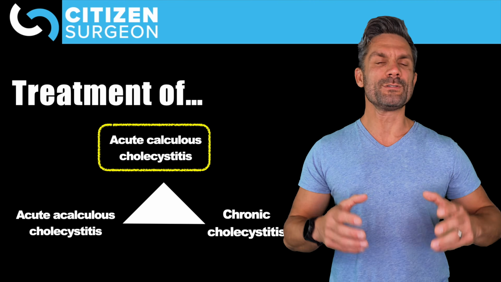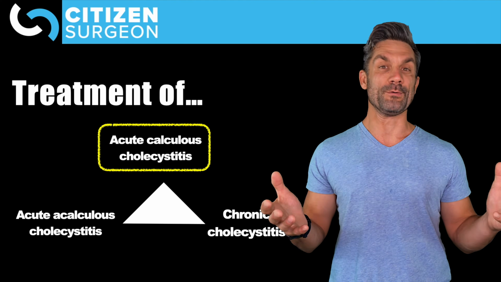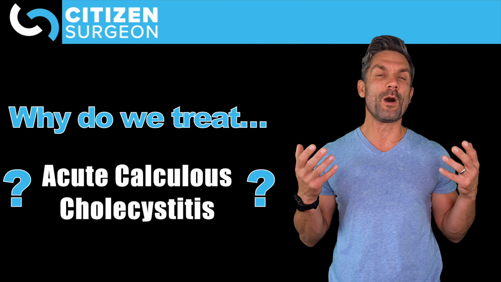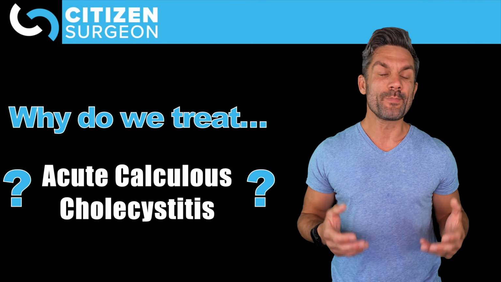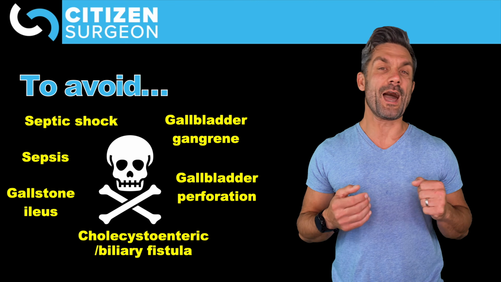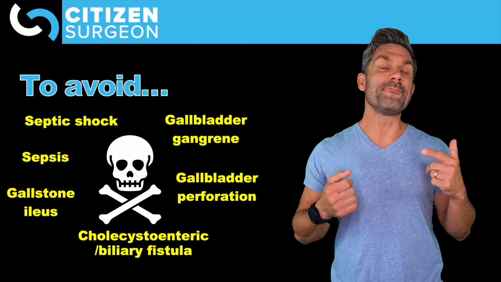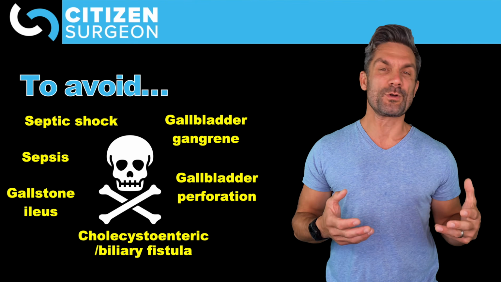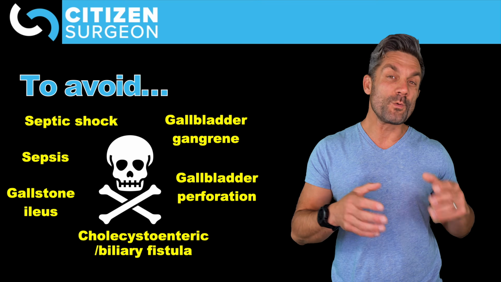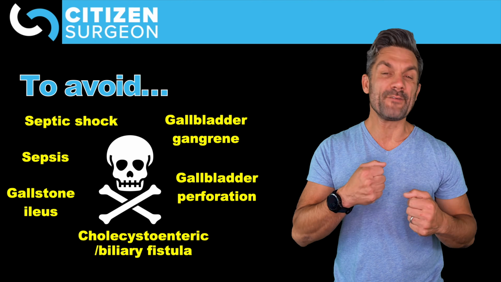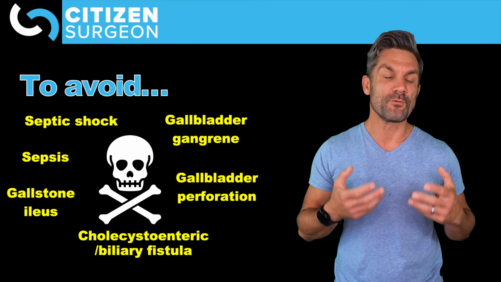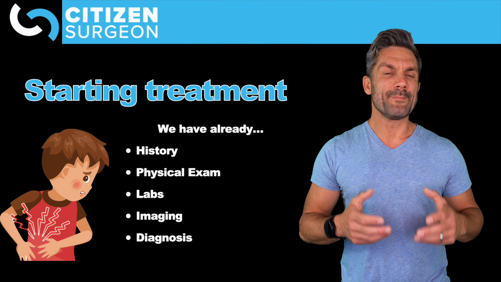We've made that diagnosis of acute cholecystitis, and what do we do? Well, first, like always, we want to answer that question, why? Why do we want to treat cholecystitis? We want to treat acute cholecystitis so we can avoid things like septic shock, sepsis, acute emphysematous cholecystitis, gangrenous cholecystitis, an abscess, gallbladder perforation. There are a bunch of things that we want to avoid that are going to happen if we let that cycle of cholecystitis get worse and worse and worse for our patient. And so in this video, we're talking about starting treatment.